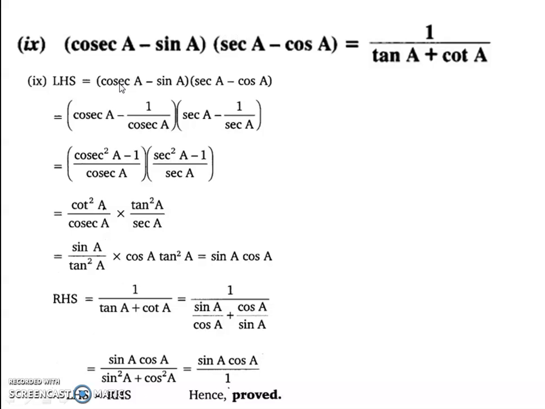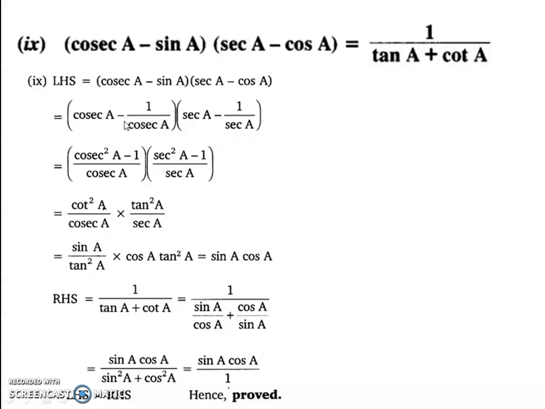Here in the first bracket you can see cosec A minus sin A. We will convert sin A in terms of cosec A. What is the relation between sin A and cosec A? Sin A is equal to 1 by cosec A. And here cos A in terms of sec A. Cos A is equal to 1 by sec A. So you can rewrite the LHS as (cosec A minus 1 by cosec A) into (sec A minus 1 by sec A).